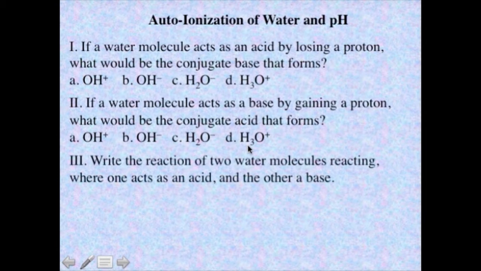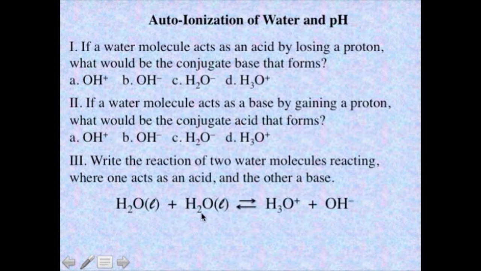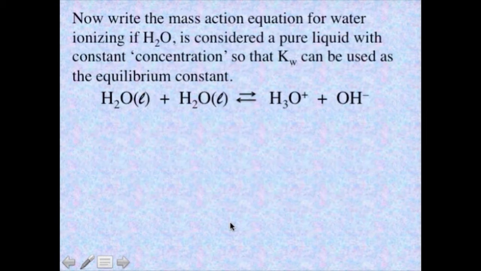Now write the reaction of two water molecules reacting with each other, where one acts as an acid and the other a base. And you should have written H2O plus H2O yields H3O+ plus OH-, and it's an equilibrium situation. Now, write the mass action equation for water ionizing if H2O is considered a pure liquid with a constant concentration, so that the equilibrium constant can be expressed as Kw.